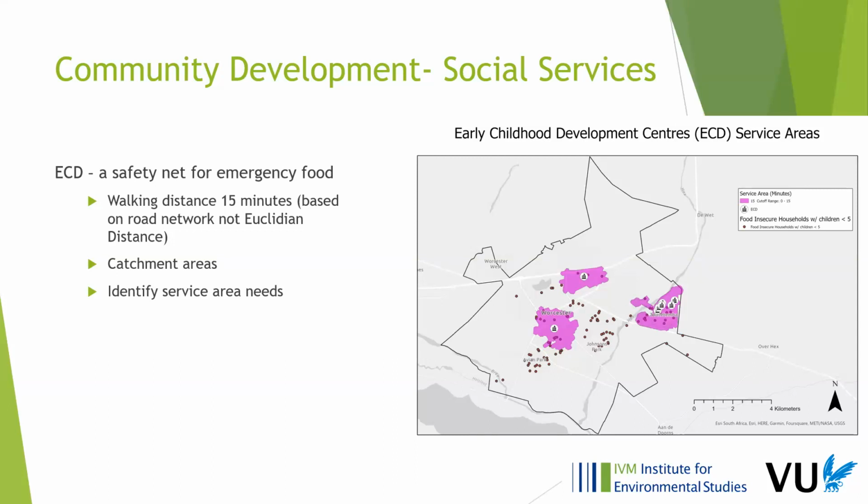This provides a catchment area of service. When you map this, you can identify service area needs easily. So the red dots that you see that are not encapsulated within the purple polygons are going to be neighborhoods, or individual households, experiencing food insecurity that do not have easy access to an early childhood development center for emergency food.